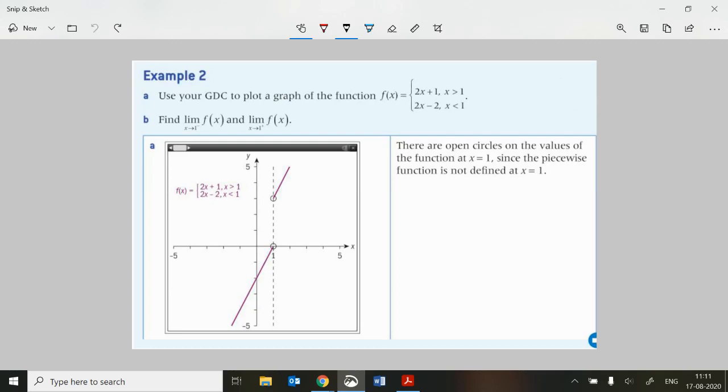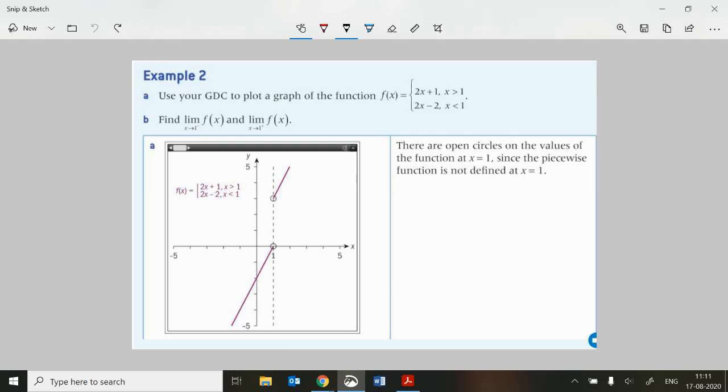Okay, and they want us to find the limit as x tends to 1 from the negative direction. So we can see pretty easily from this graph what that's going to become. It's going to tend towards this number here. And as we come from the positive direction towards 1, from the positive x side of the axis, we're going to tend to this number here as well.